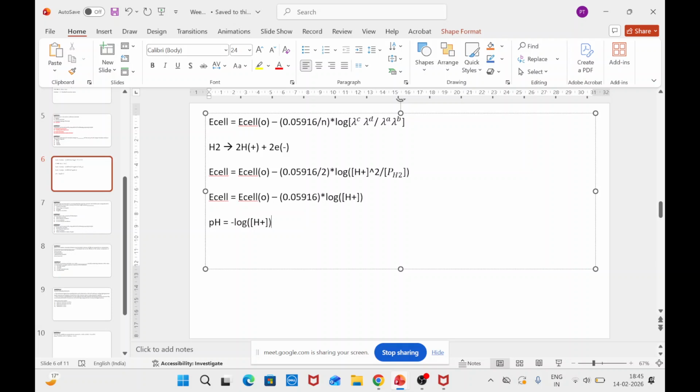Minus log 10 of H plus ion concentration is pH. So if you substitute this in the previous equation, what will you come up with? E cell equals E cell naught plus 0.05916 times pH.